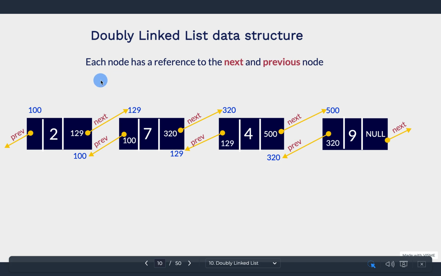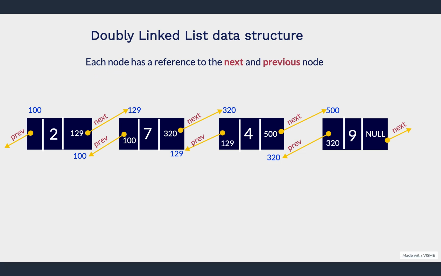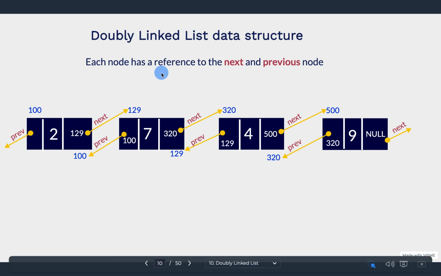Now, in a doubly linked list, each node has a reference to the next node and the previous node. In the previous one that we checked, it only has a reference to the next node. But when it comes to the doubly linked list, it has a reference to both the next and the previous node.